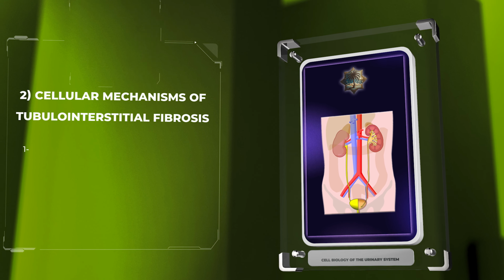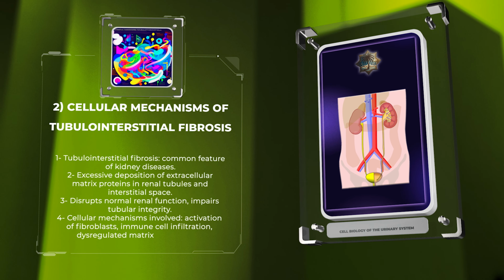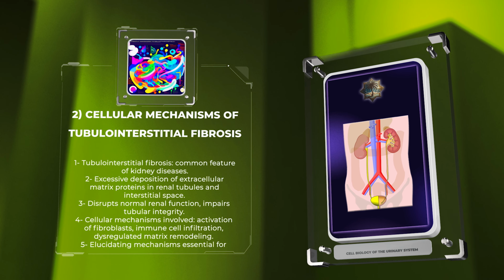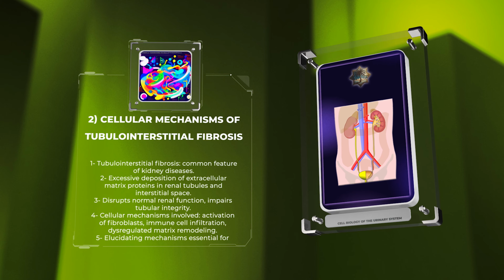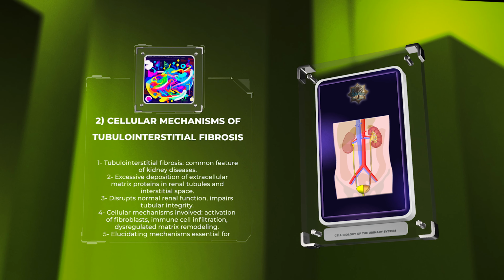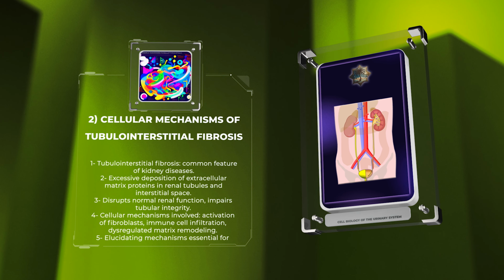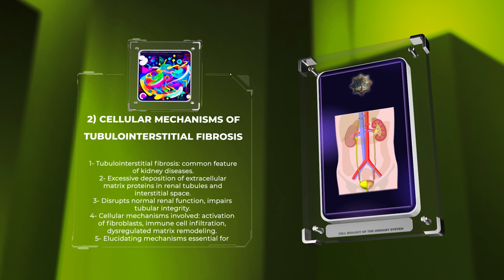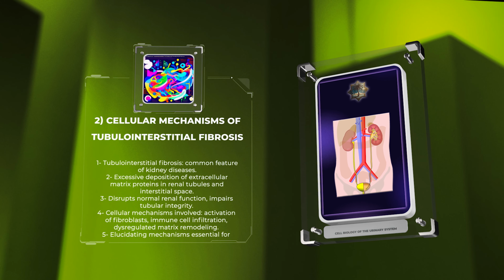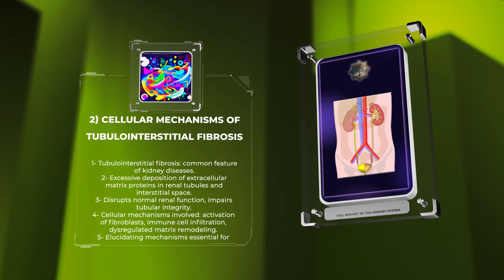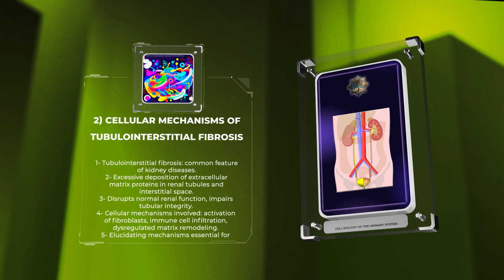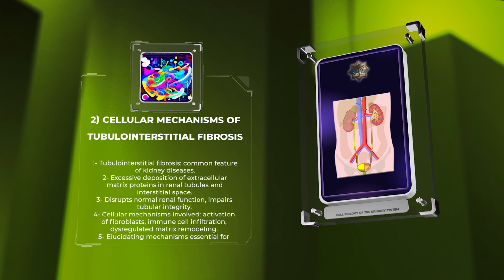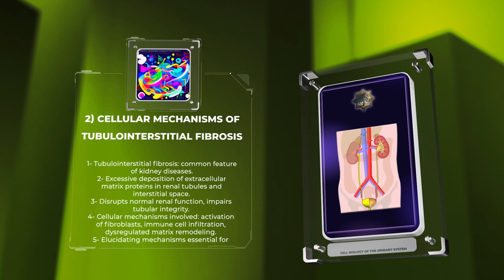Tubulointerstitial fibrosis is a common pathological feature of several kidney diseases, where excessive deposition of extracellular matrix proteins occurs in the renal tubules and interstitial space. This fibrotic process disrupts normal renal function and impairs tubular integrity. The cellular mechanisms involved in tubulointerstitial fibrosis include activation of fibroblasts, immune cell infiltration, and dysregulated matrix remodeling. Elucidating these cellular mechanisms is essential for developing targeted therapies to prevent or reverse tubulointerstitial fibrosis.